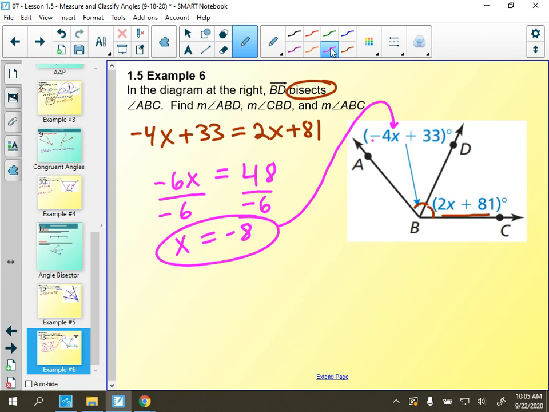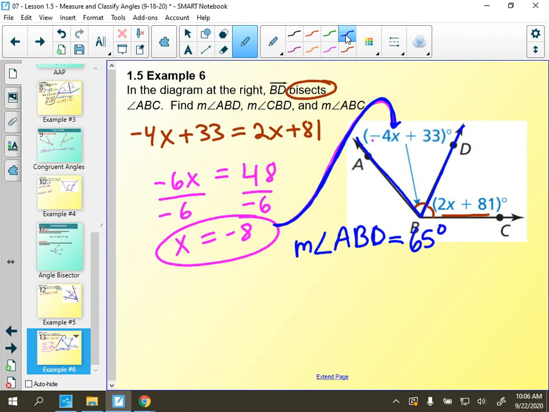Let's finish this up. Find the measure of angle ABD. So that's this one right here. I'm going to take this negative 8, plug it in. The measure of angle ABD is equal to negative 4 times negative 8, which is positive 32, plus 33. Yeah, we end up with a value of 65 degrees. So I'm okay with that. It makes sense. I think it's a reasonable angle measure.